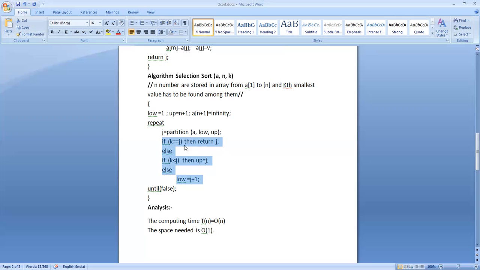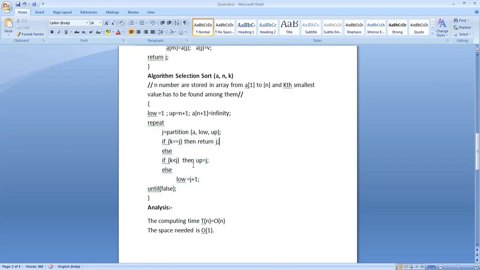Now analyze. If our k is equal to j, that is, if I try to find the fifth smallest value and j is also equal to 5, that is 5 is equal to 5. In that case, then return j. We have found the desired smallest value we wanted to find.